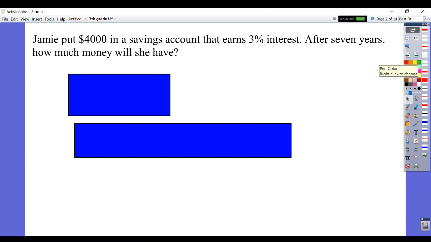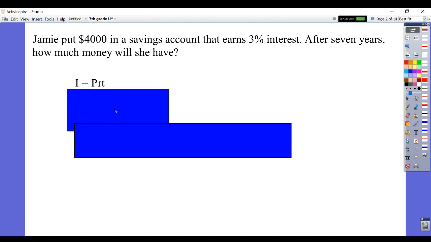The second example has to do with simple interest. So if Jamie puts $4,000 in a savings account that earns 3% interest, after 7 years, how much money will she have? So you would first of all write down the simple interest formula, which we talked about earlier in this unit, which is that interest equals P for principal times rate times time.